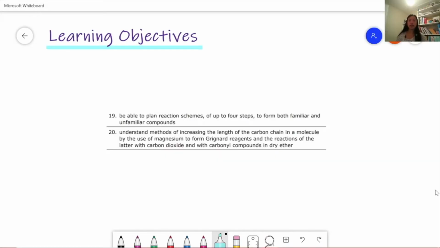Today's first learning objective is to be able to plan reaction schemes of up to 4 steps to form both familiar and unfamiliar compounds, and then to understand methods of increasing the length of the carbon chain in a molecule by the use of magnesium to form Grignard reagents and the reactions of the latter with carbon dioxide and with carbonyl compounds in dry ether.